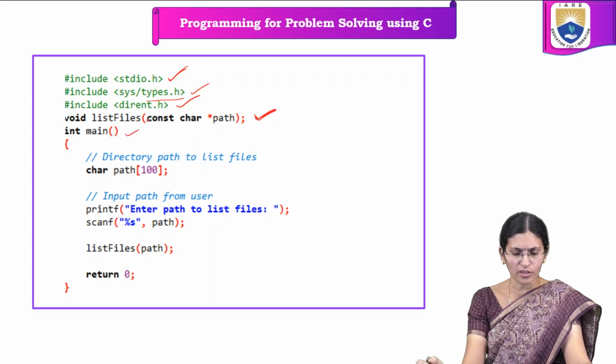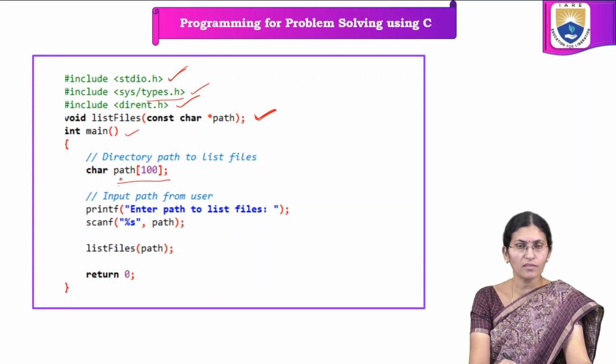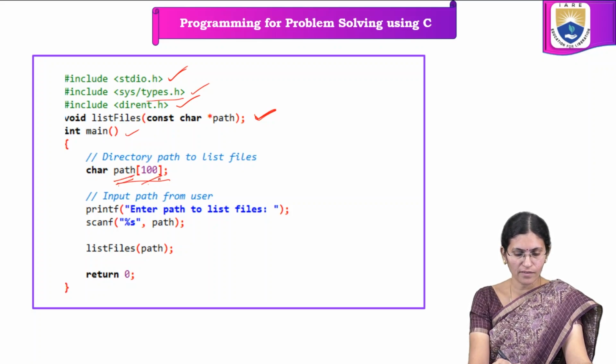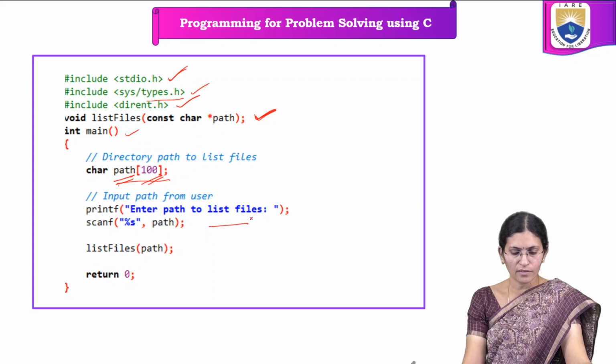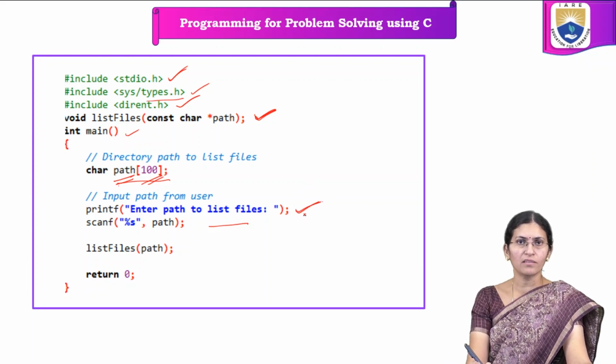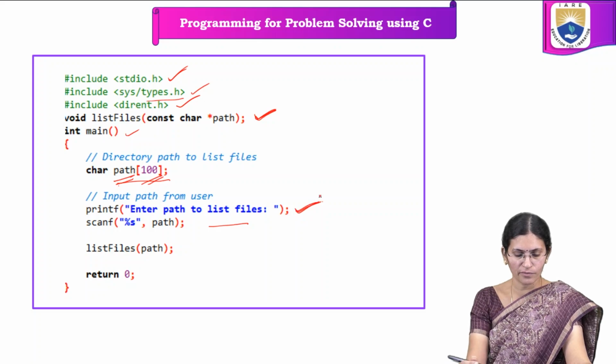Next, inside the main function, we need to define a character variable, an array of characters. This is the name of the character array, and its size is 100. This message will be printed on the screen: enter the path to list the files. It is asking for the path to list the files, which is read with the help of the scanf function. Then we call the function listFiles, and inside it we send the path as the parameter.